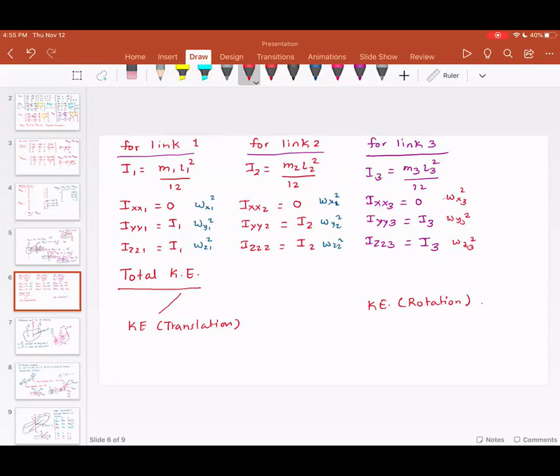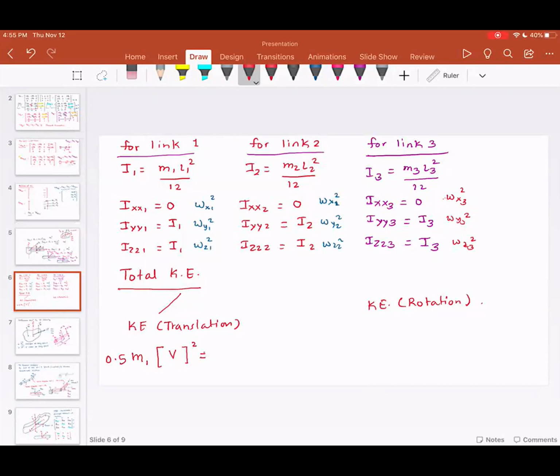Now kinetic energy for translation is very simple. You have the mass of the link m1, and you have the velocity vector that you have found out. I'm going to square the velocity vector and then multiply that by mass m1 and 0.5. When I do that, I have the kinetic energy of translation.